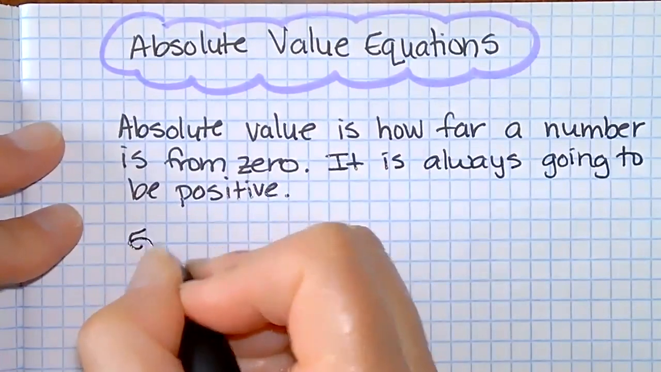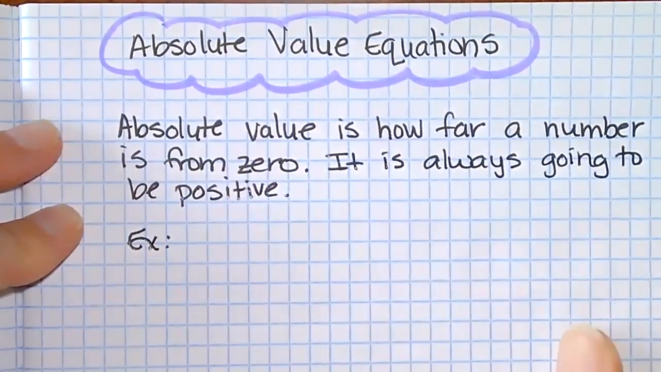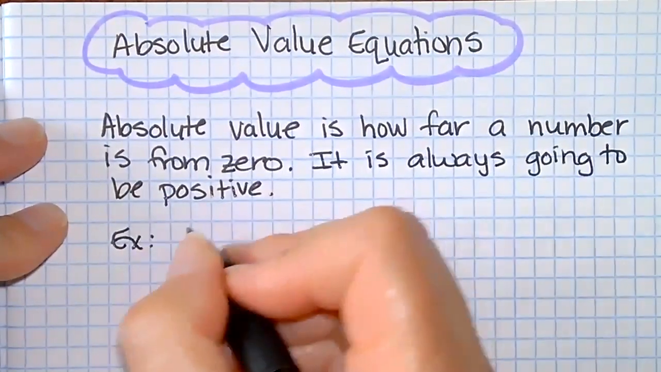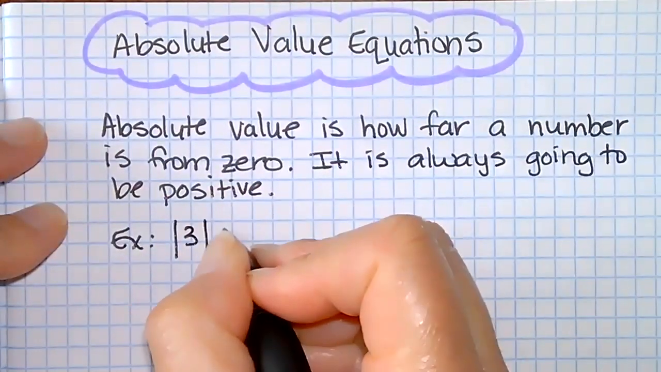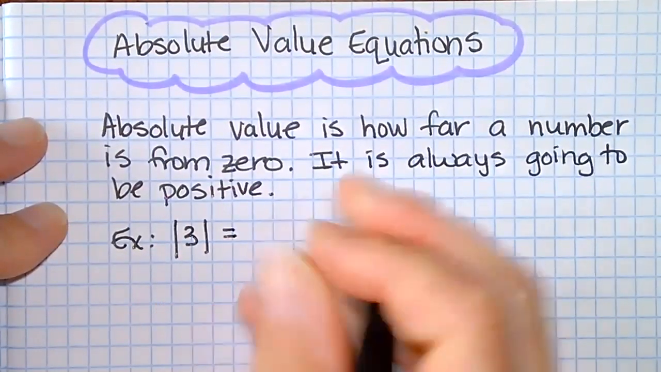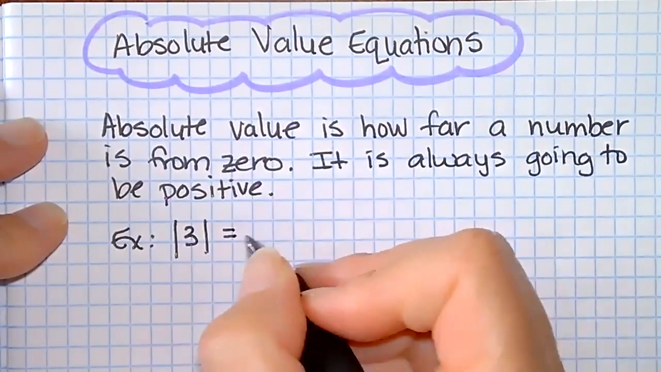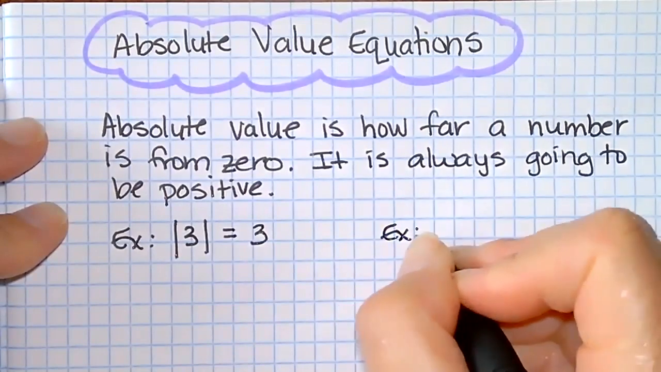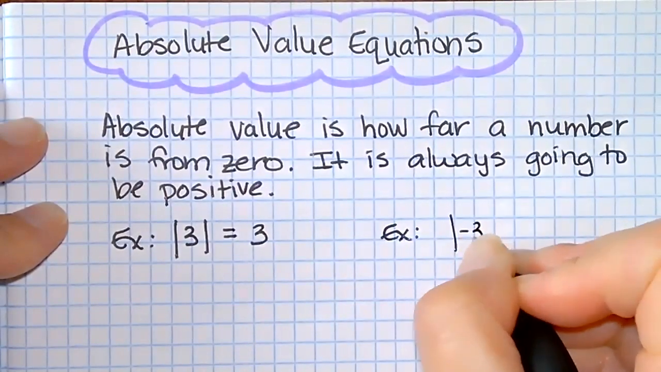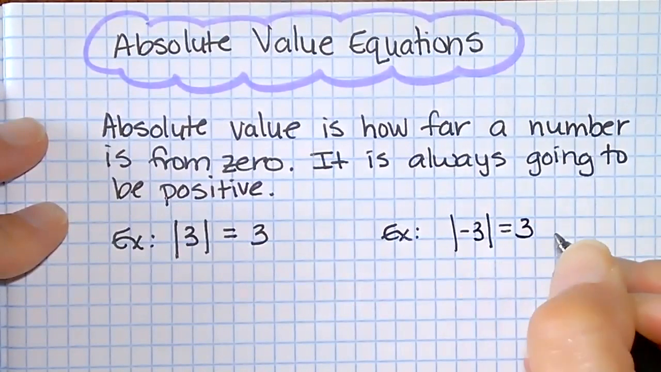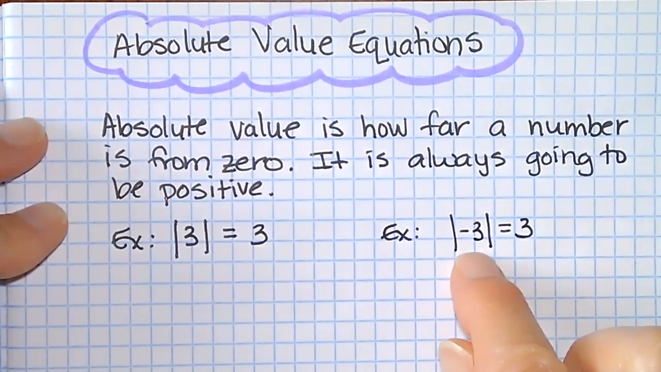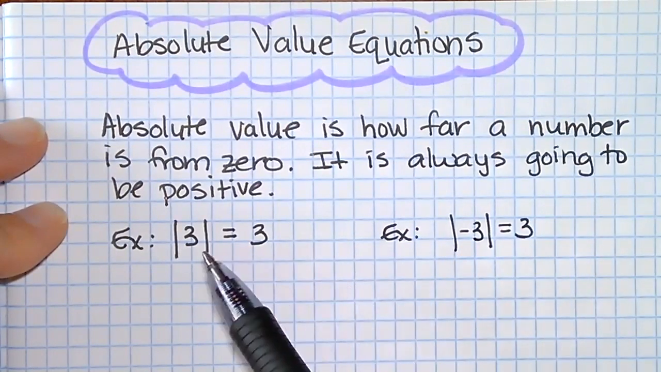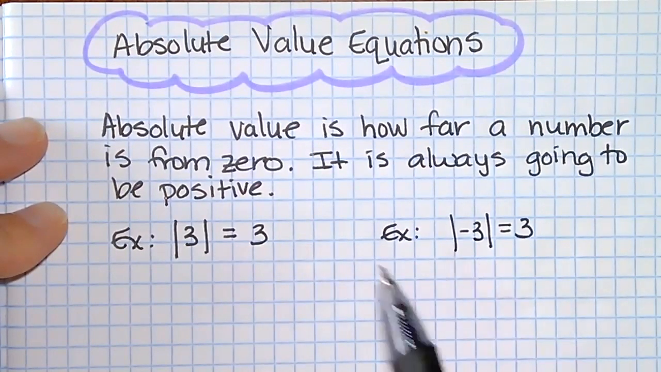So as an example, let's just understand what an absolute value of a number is. Let's say we have the absolute value of 3. The absolute value of 3 is asking how far from zero are we? We are 3 away from zero. The absolute value of a negative 3 is also 3, because negative 3 is also 3 away from zero. Sometimes people mistakenly think absolute value means make opposite. It should always be giving you a positive back.